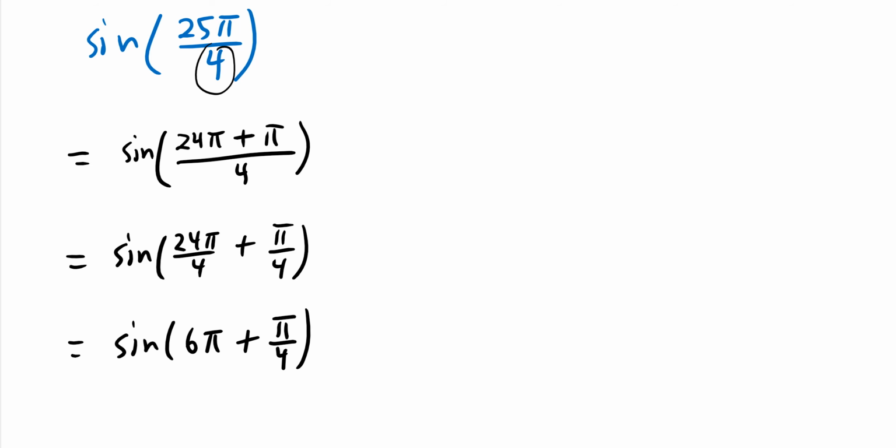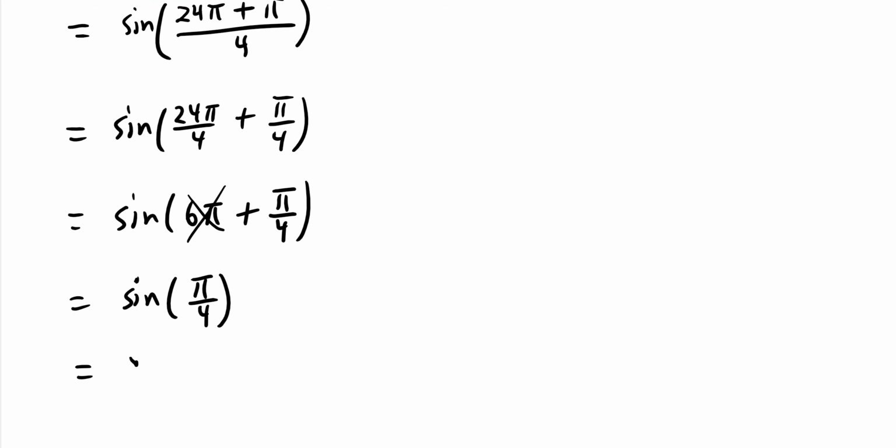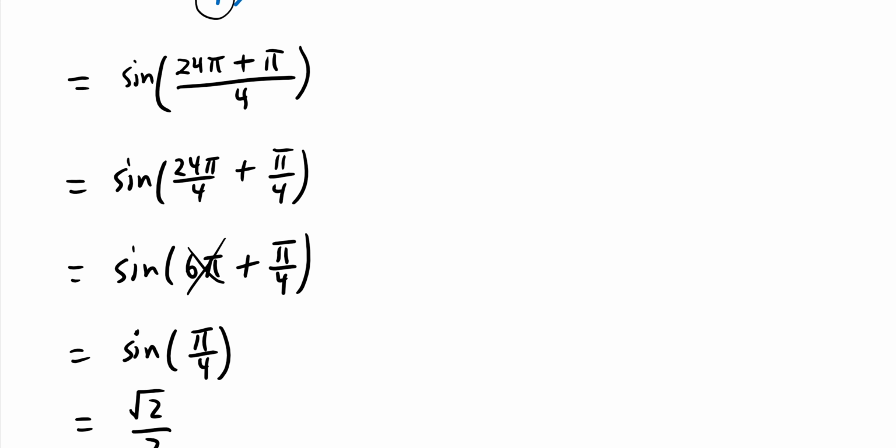But 6 pi, again, it takes us back to 0, right? 2 pi, 4 pi, 6 pi. So it's kind of like 0. So that gives us sine pi over 4. Pi over 4 is 45 degrees. And from the previous lesson, we proved that this is square root of 2 over 2. So this is one application of that.